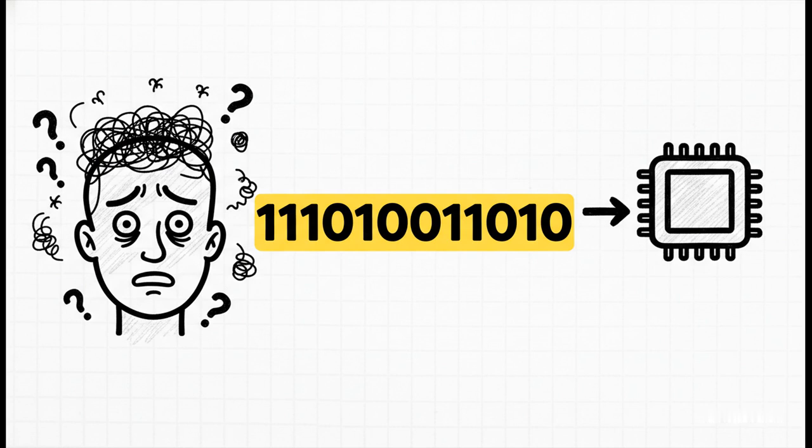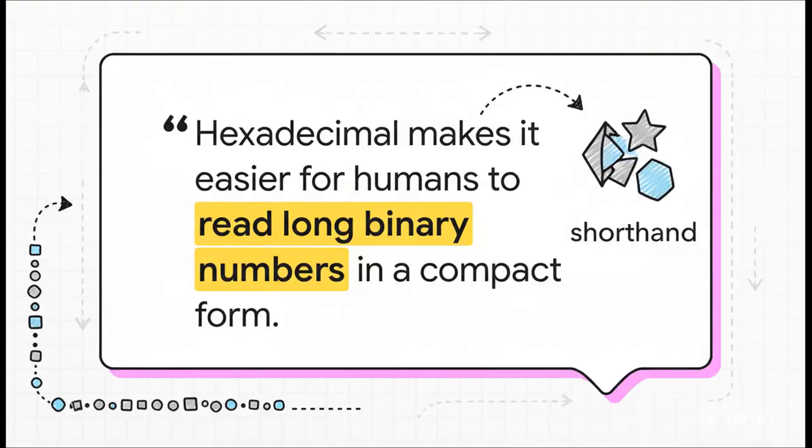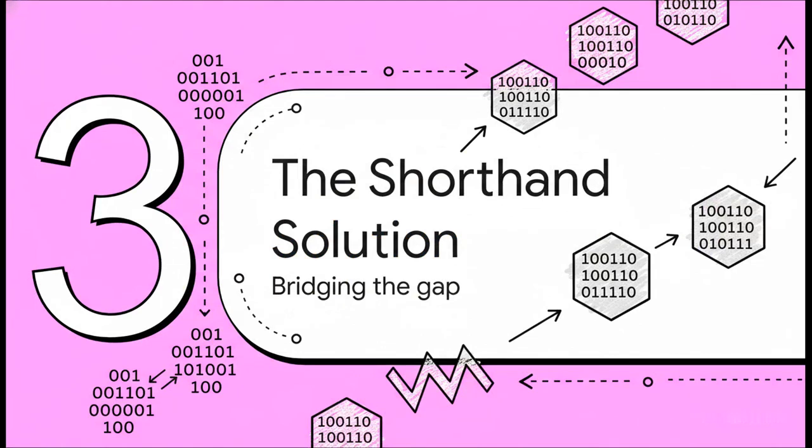It's long, it's confusing, and it's so easy to make a mistake. And this quote just nails it. We need a better way. We need a way to represent these long, messy binary numbers in a format that's more compact and friendly for us humans. We need a shorthand. And this is where octal and hexadecimal come in to save the day. You see, they're not just some other way to count.